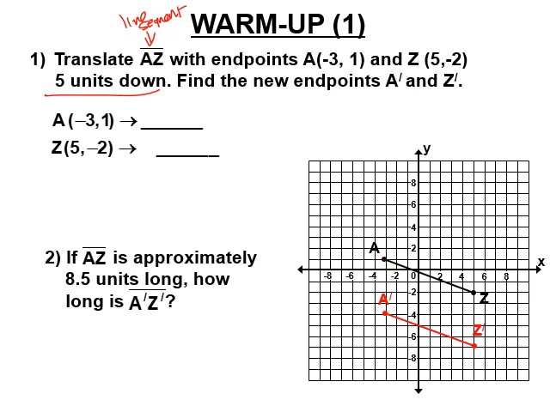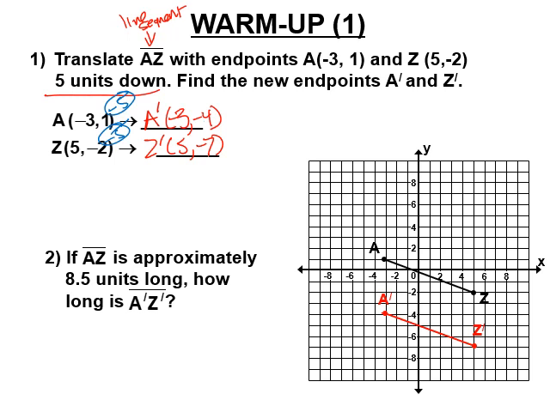We can get them 2 different ways, right? We can read it. It's at -3, -4. Okay, so A prime, that's the new location, is at -3, -4. And Z prime is at 5, -7. That's one way to do it, just read it from the graph. But also realize when we go 5 units down, we're subtracting 5 from the y coordinate.